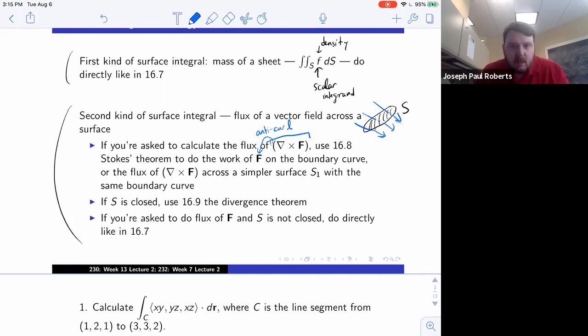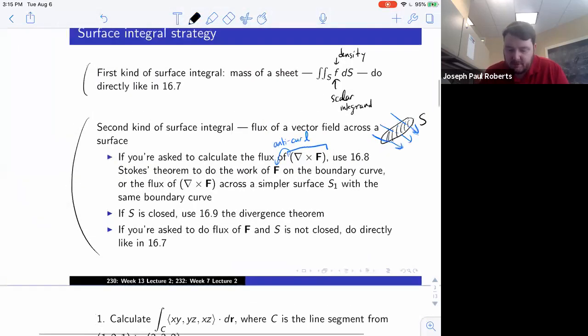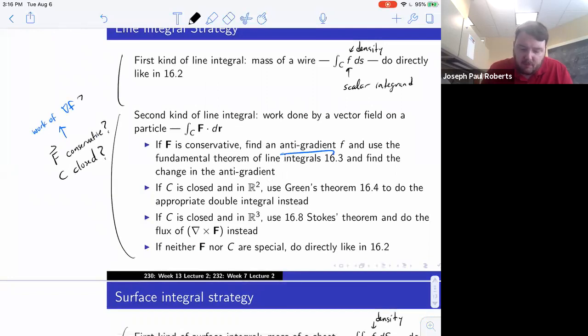And then finally, if neither of your things are special, that's when you suck it up and do the direct calculation. So just like before, let's write here the questions we're asking ourselves. So flux of curl F, S closed. So those are the questions we're asking ourselves. So just like how up here we're asking, are we doing the work of grad F? But in this case, it's little f. So again, pay very close attention to what things are vectors, which things are scalars.